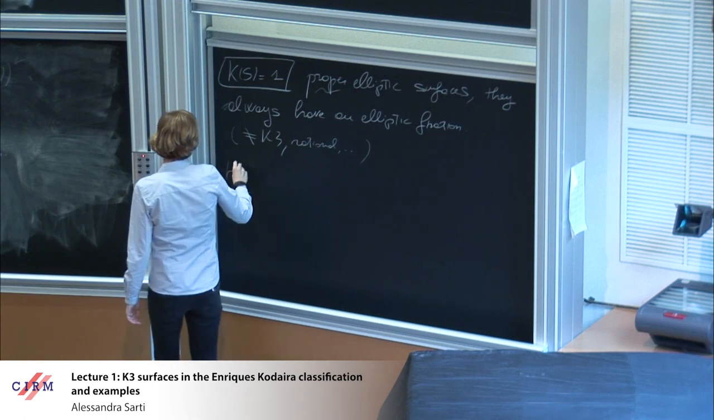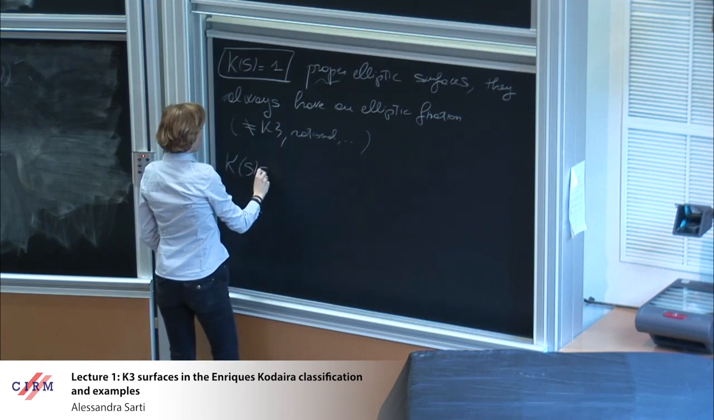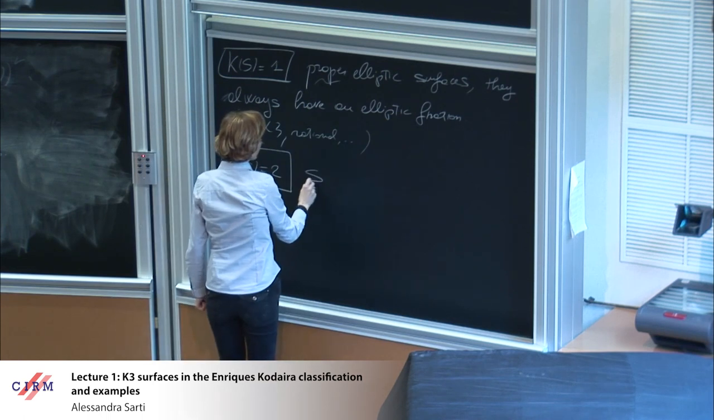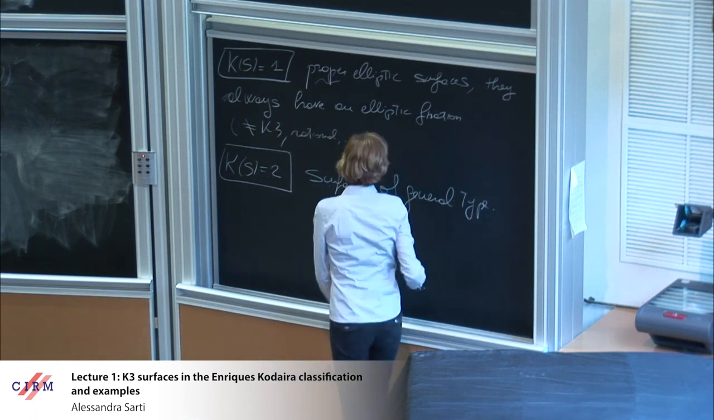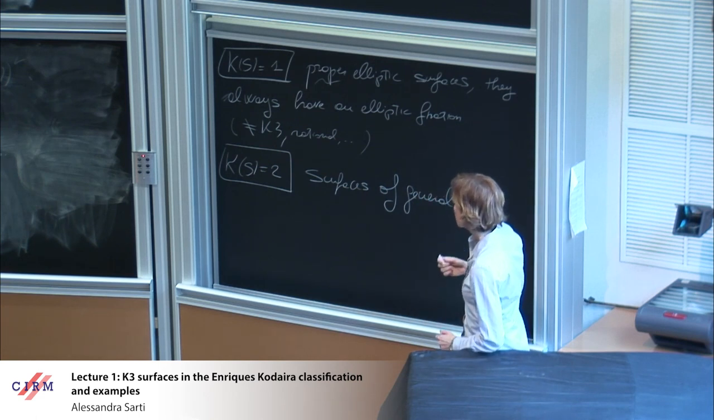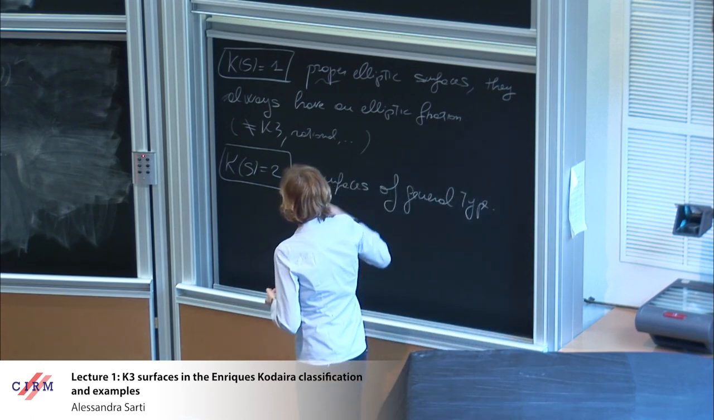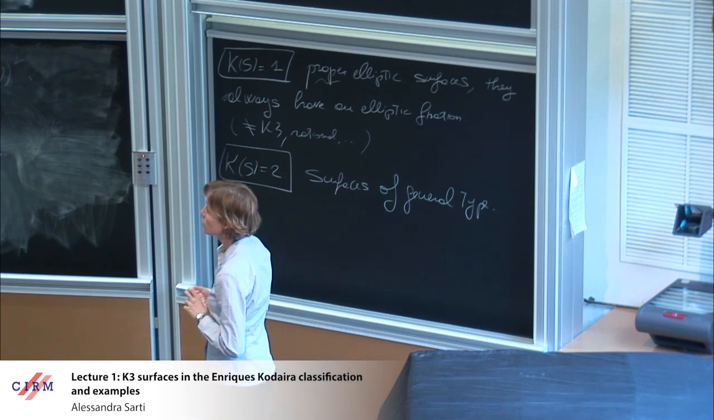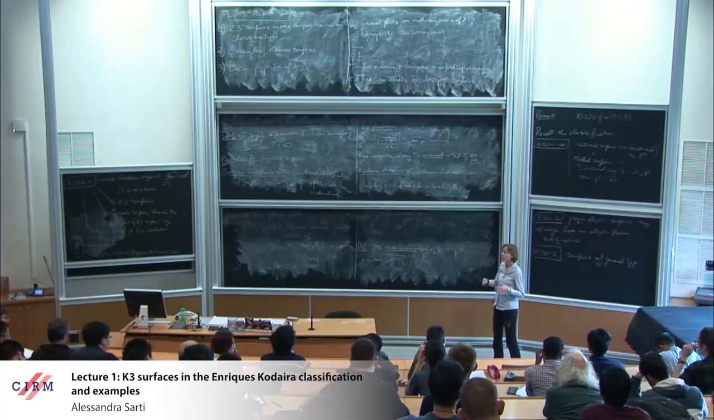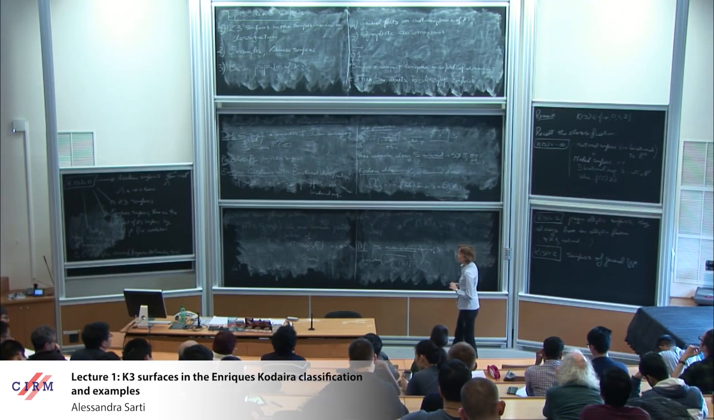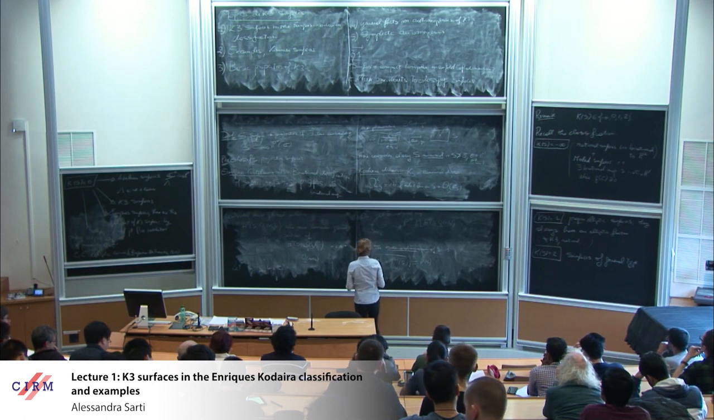And well, the last class, which is a huge class, is kappa equal to 2, which are the surfaces of general type. Somehow it is the more mysterious class, where there is a lot of work constructing surfaces of general type with given p_g and irregularity and so on. If you look at this classification, it reminds you very much of what is done for curves. Genus 0, genus 1, and genus bigger or equal than 2. One can say the curves of genus bigger or equal than 2 are of general type, genus 1 are the elliptic curves, and genus 0 are rational, so it's P1. So this is how it looks in higher dimension.